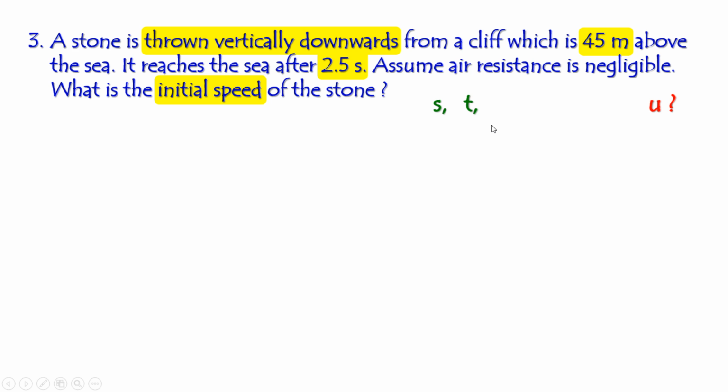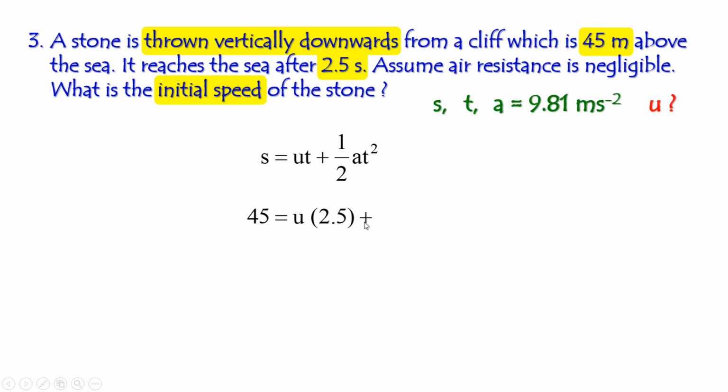Then what other information do you have? You have the acceleration because it is free falling, so this value should be 9.81. The question will not give this one to you. You should know this value by yourself. So S, T, A, and then U. Then you need to use the third equation: S equals to UT plus half AT squared. The distance traveled is 45, and I don't know the value of U. The time taken is 2.5 seconds, and the acceleration is 9.81 and the time is 2.5 squared.